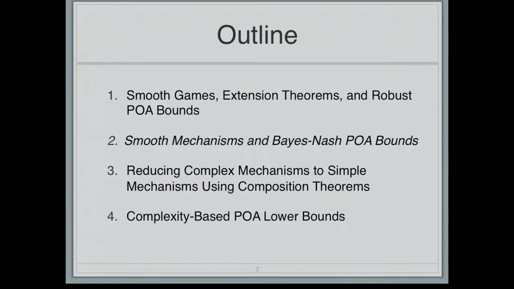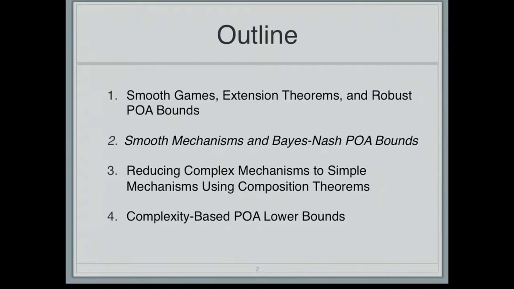Then we're going to move on to part three, which is where we study composition theorems. So this is how you extend price of anarchy bounds from simple mechanisms, like, say, a single item auction, to a more complex one, like a bunch of single item auctions running in parallel. And then whatever time I have left at the end, I'll talk about a new, very powerful approach for proving lower bounds on the price of anarchy, which leverages computational communication complexity in lieu of explicit constructions.